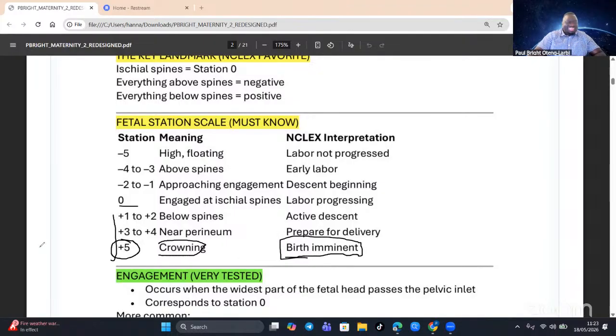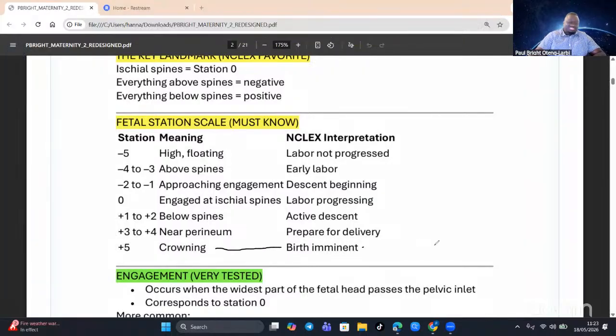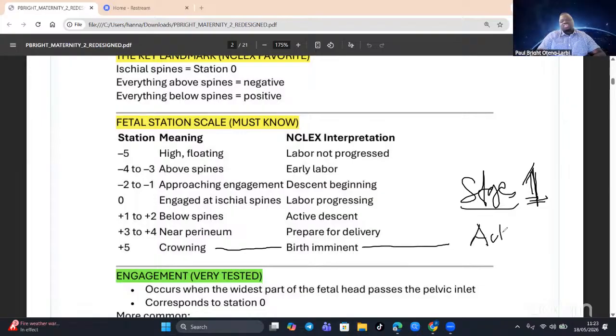Imminent. Don't go and give epidural at this stage. What stage do we give epidural? Who knows? We did the stages of labor. Stage 1. What part of stage 1 do we give epidural? The active phase of stage 1.